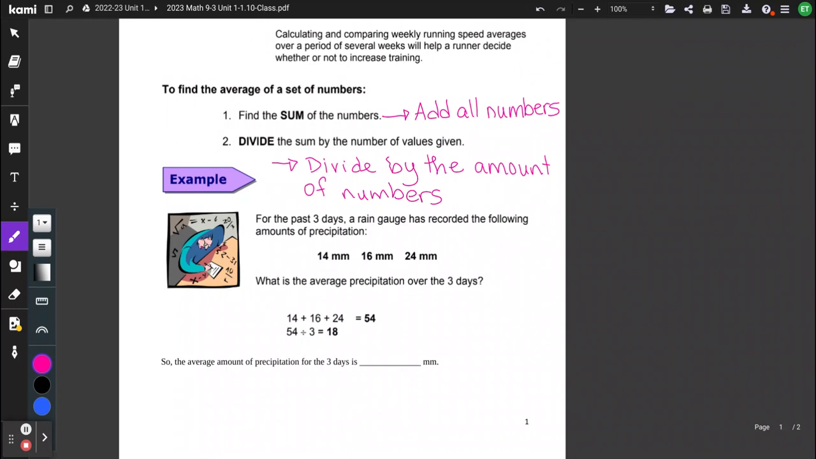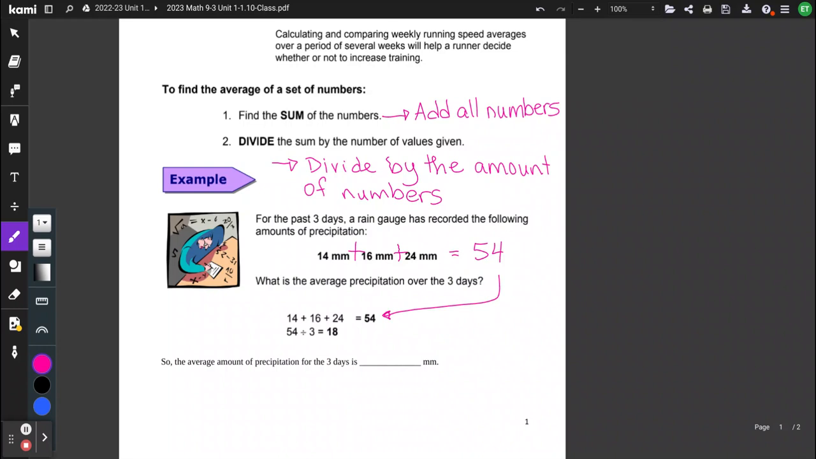Okay, so taking a look, it says, for the past 3 days, a rain gauge has recorded the following amounts of rain. Precipitation is just a fancy way of saying rain. So we've got 14 millimeters, 16 millimeters, and 24 millimeters. So we want to know what was the average over those 3 days, because some days it rained more, some days it rained less. So what we would do is we would add all three numbers and get our total, 54. That's what they did right here.